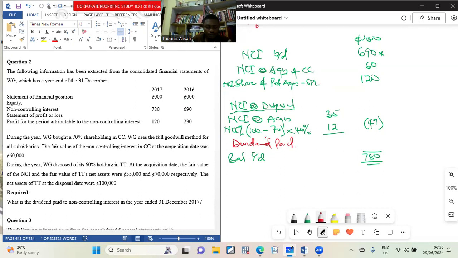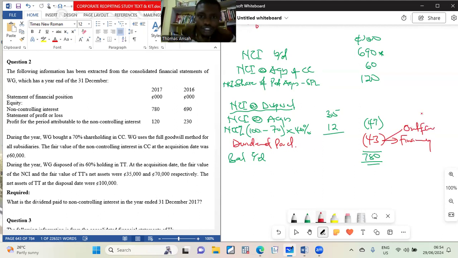So how much would that be? I had 690 plus 60 plus 120 minus 47, right? That is 823, and I have 823 minus 780. What I'm having here is 43. So this is how I find my dividend paid. All right. And this will go to my financing activities as an outflow. That's all.